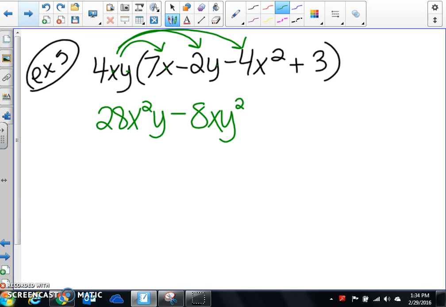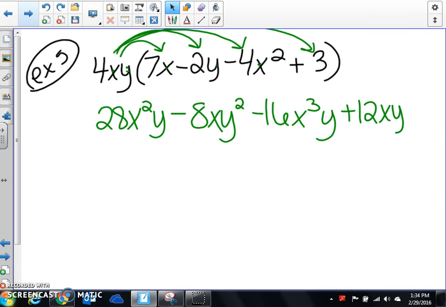Okay. 4 times negative 4 is negative 16. I have 1 and then 2 over here, so 3 x's, and I still have that y. And then 4 times 3 is a positive 12, and then I've got my x and my y.